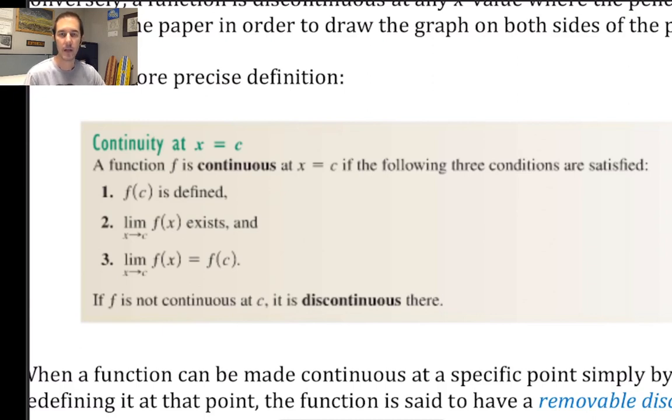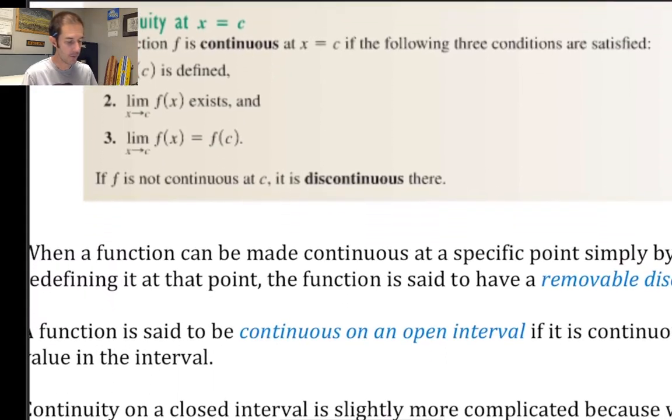And I talked about that in the previous video, 3.1, about limits. And the third condition here says the limit of f of x as x approaches c, those y values have to be trending toward a y value that's equal to what we get if we just took the c value and plugged it into our function. And we'll see an example of that.